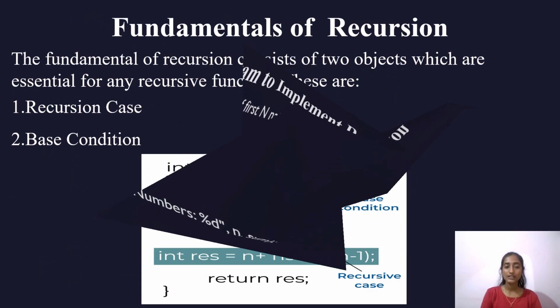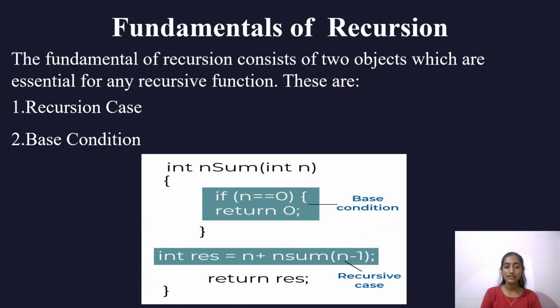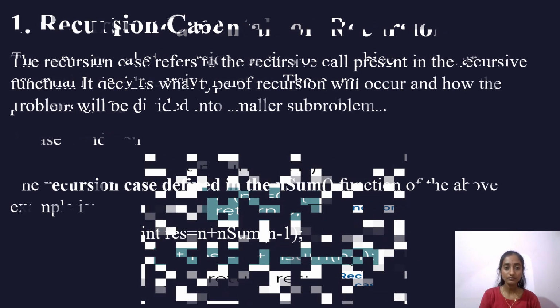Fundamentals of recursion. There are two fundamentals of recursion: the recursive case and the base condition. This image will define what is the base condition and the recursive case. This is the base condition, where first it will check the base condition. If it is true, it will come out of the program. No recursion will happen. If it is false, it will get inside the function and perform the recursion operation.